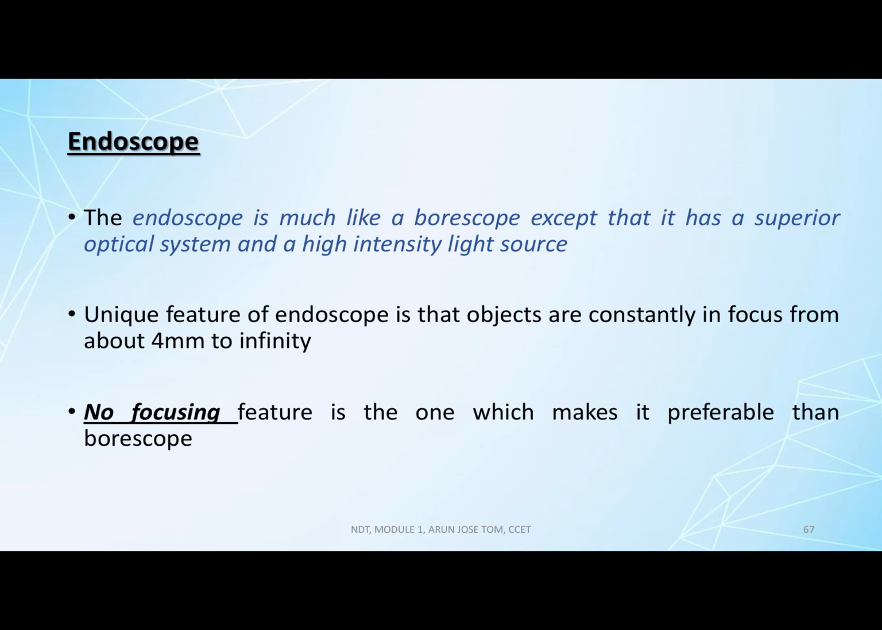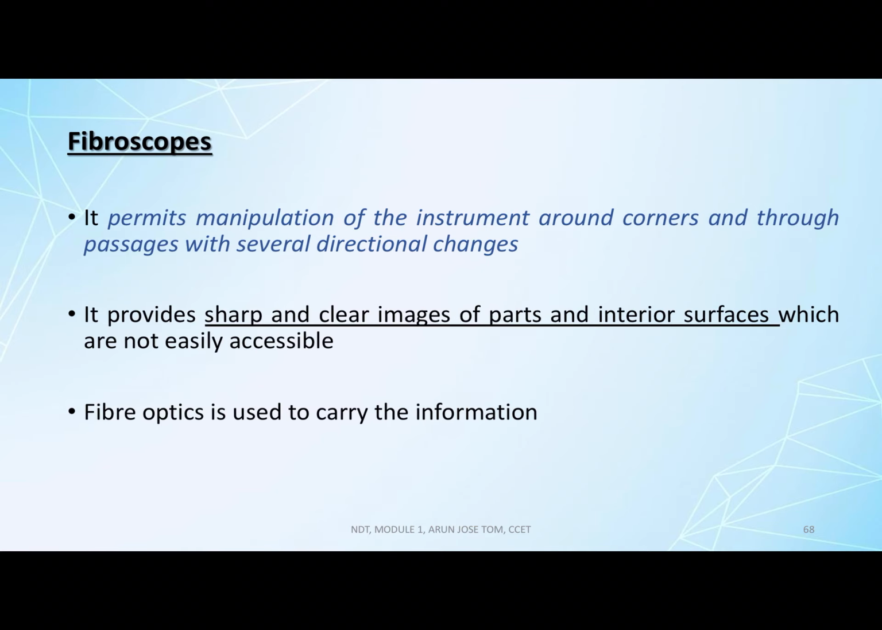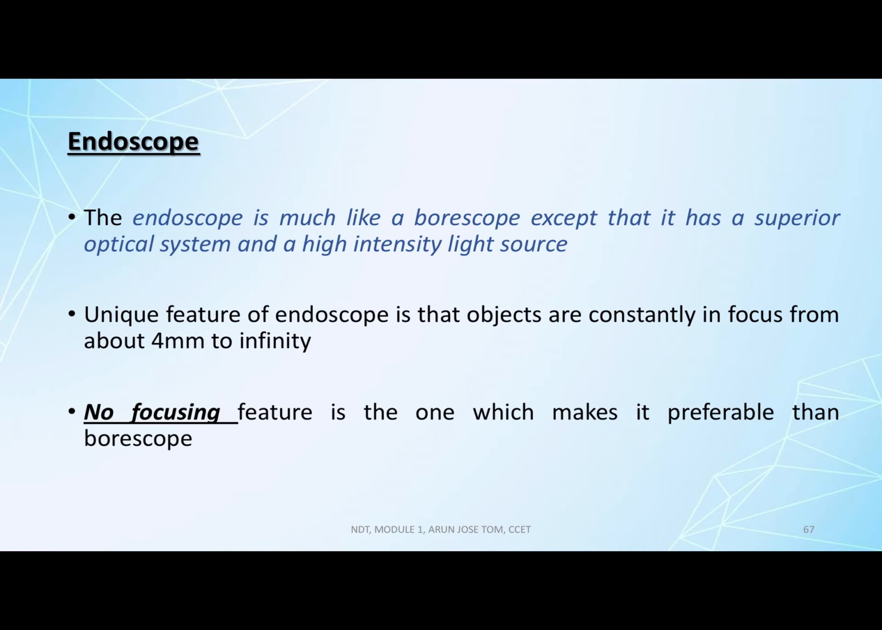Okay, then next thing is endoscope. You know the endoscope. In the medical field, the endoscope is used for scanning purposes. The endoscope is much like a borescope except that it has a superior optical system and a high intensity light source. That's the difference. A unique feature of the endoscope is that objects are constantly in focus from about 4 mm to infinity. Here, there is no focusing arrangement. Having no focusing feature is what makes it preferable to a borescope.